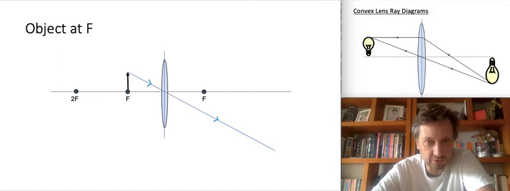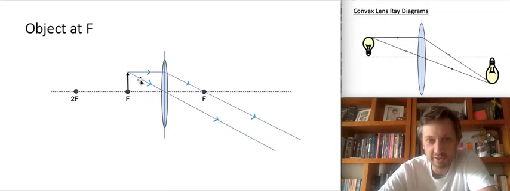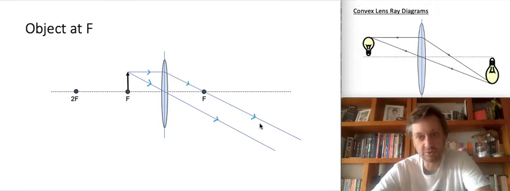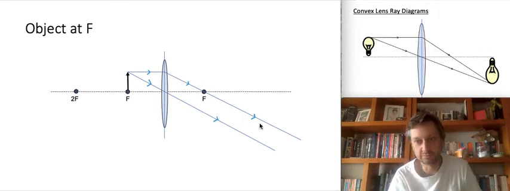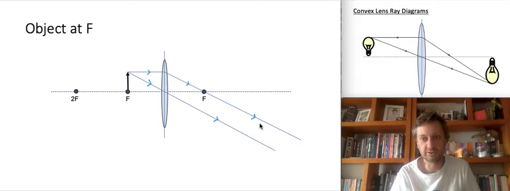Our first ray of light goes through the centre of the lens, and the second through the focal point, and these rays of light emerging from the lens are actually parallel. So there's no way that they can converge. So therefore, in this case, for an object at the focal point, there is no image. An image can't be formed.